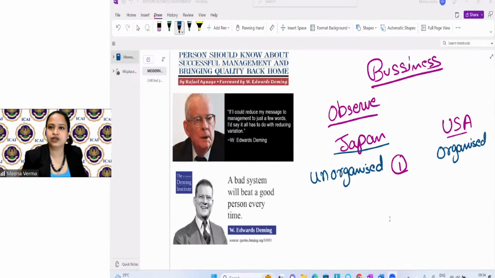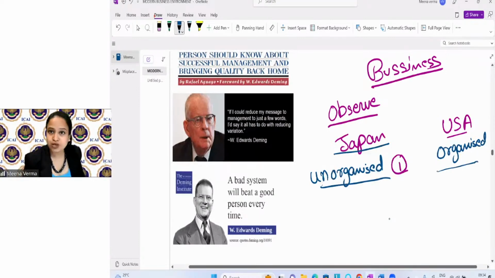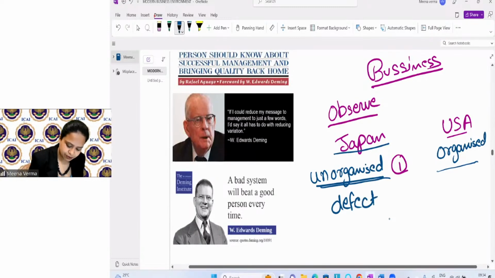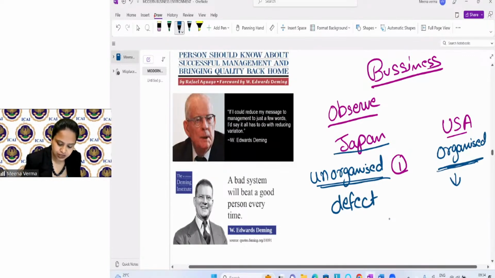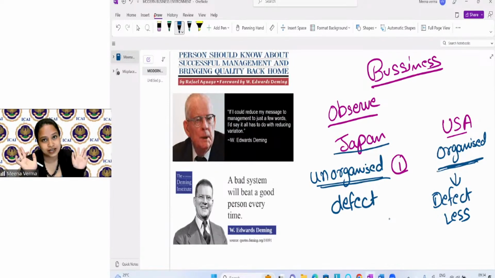So they observed that the process in Japan was very unorganized, and the way they produced goods in the USA was very organized. Since the process in Japan was unorganized, they were producing defective units. Because the process in the USA was very organized, they were not producing many defects. Defects were very few, because the entire process of the country was very organized.